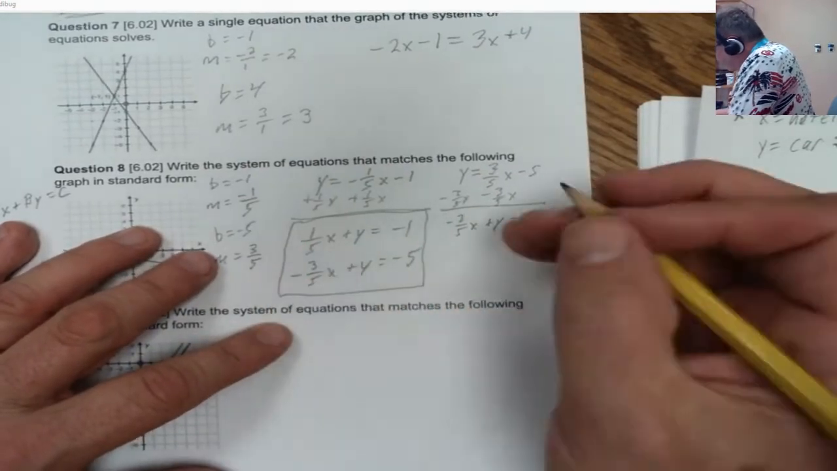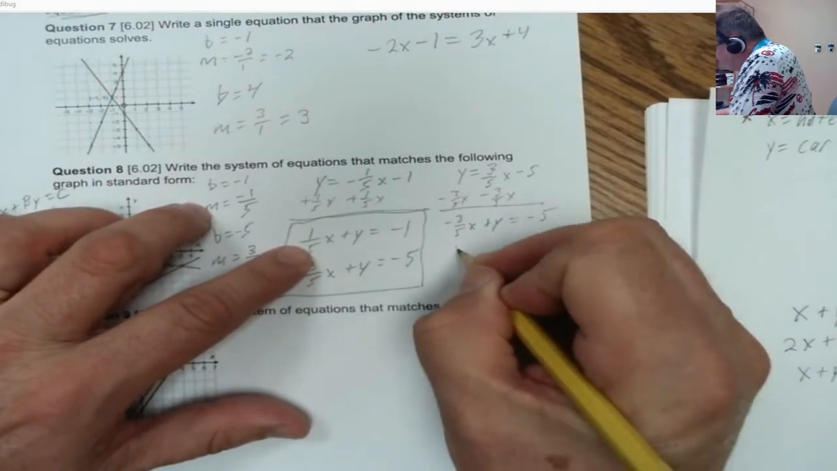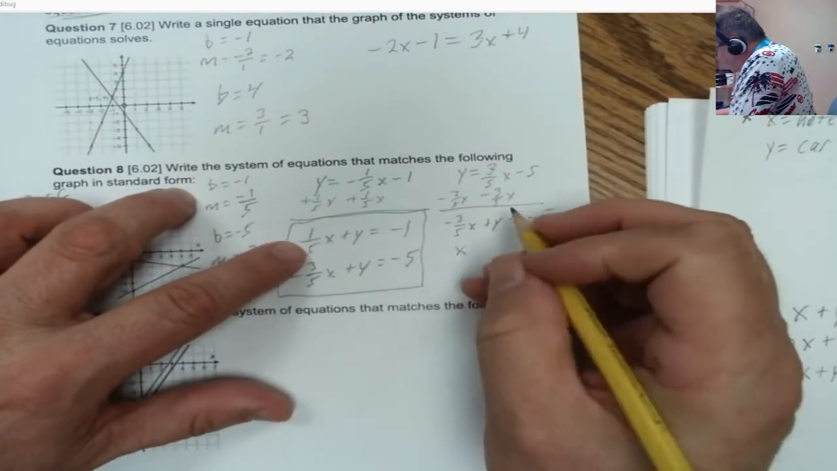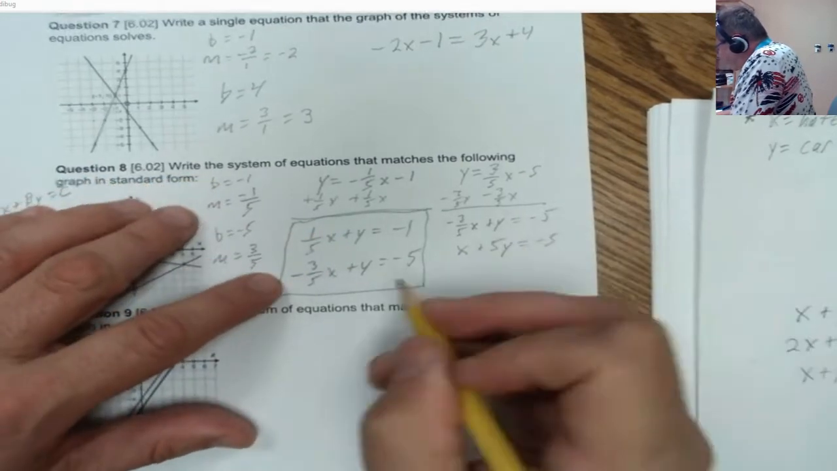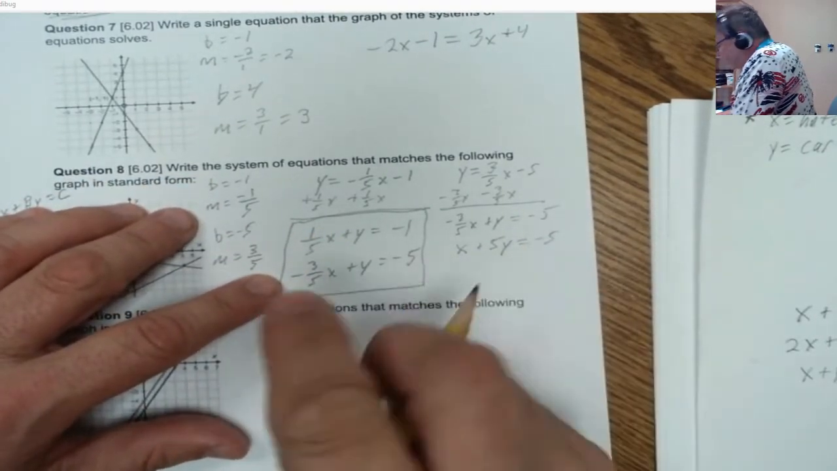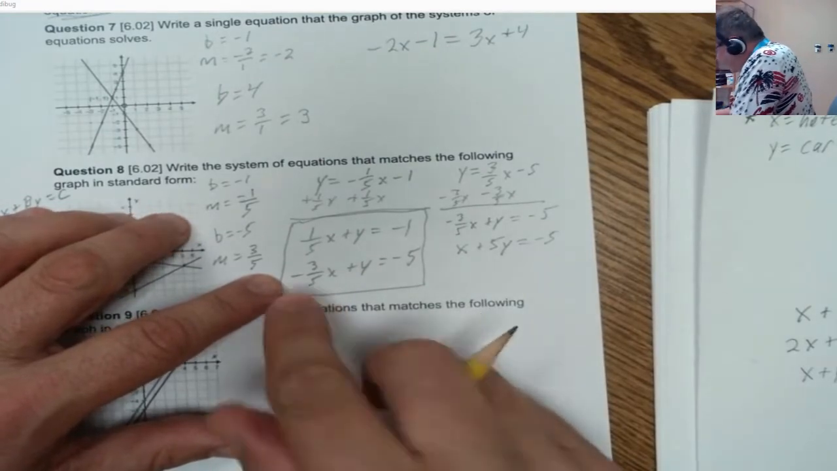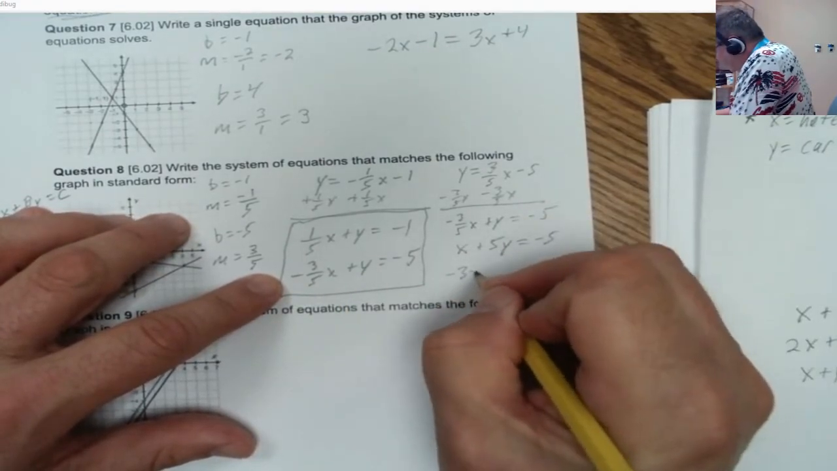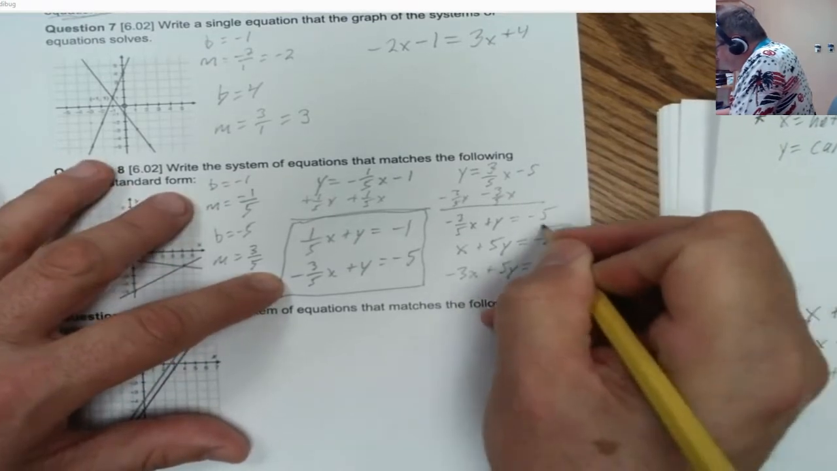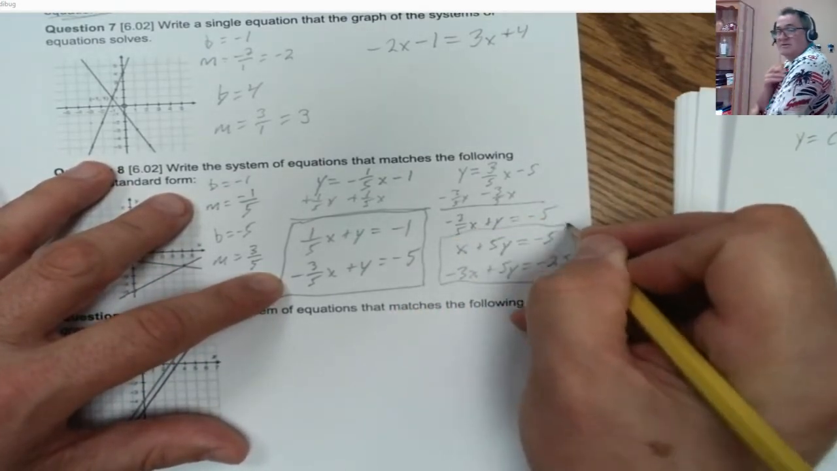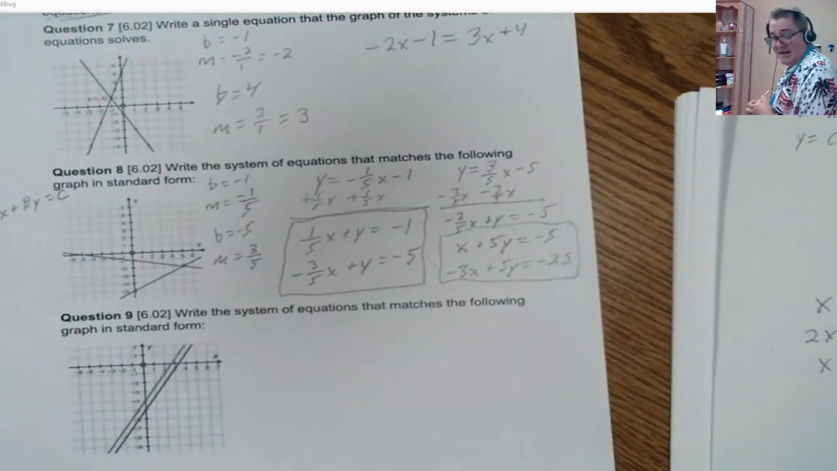And that becomes just x, because 1/5 times 5 is 1, plus 5y equals -5. And we can multiply everything here by 5, because 5 is the bottom of our fraction. And that becomes -3x plus 5y equals -25. These are the same equations. They will graph the same lines.